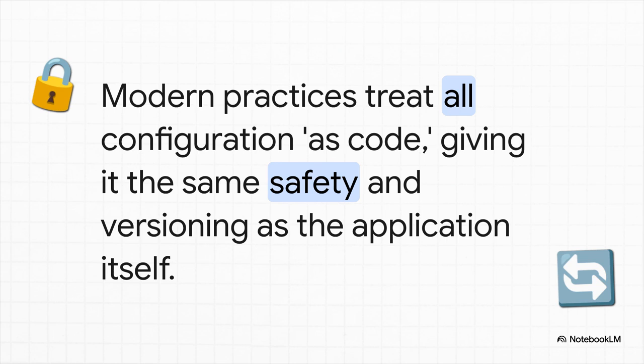This is a massive shift in thinking. Practices like infrastructure as code and GitOps mean you treat everything as code. Application settings, server configurations, all of it lives in a version-controlled repository. It gets the same code review, the same automated testing, and the same deployment pipeline as your app logic. That dangerous artificial line between code and config just gets erased.